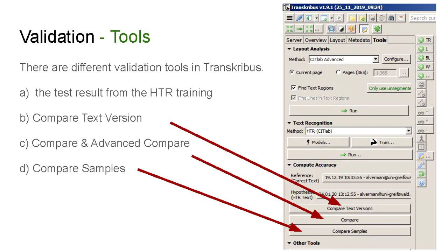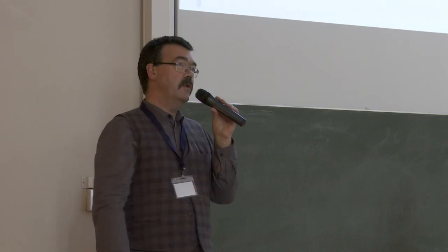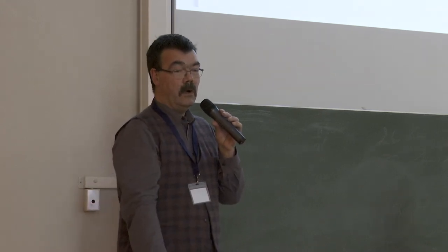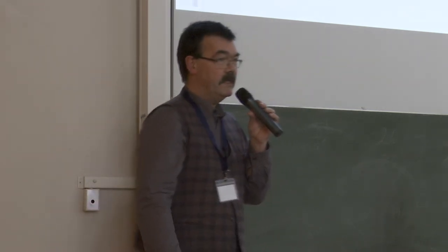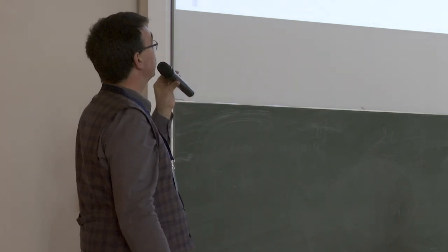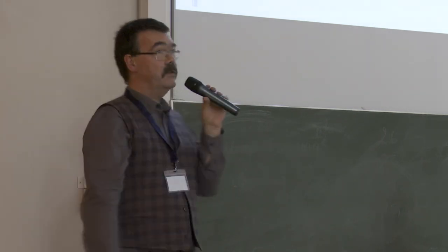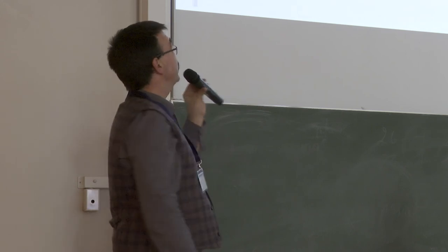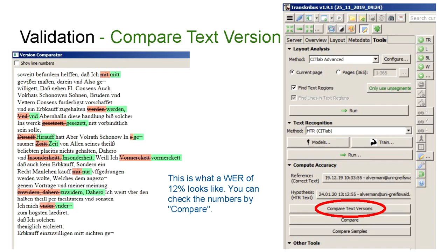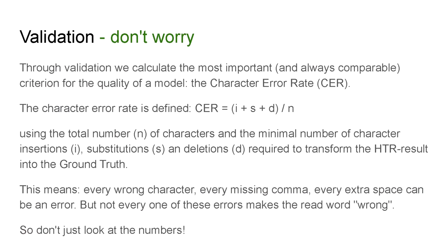Okay, compare text versions is a nice thing. If you love numbers, all we are talking about is a CER of 5%, 6%, but to get an impression of how the model performs, it's very helpful to see the text versions and where the model works and in which cases it doesn't work very well. This is a word error rate of 12%, as you see, and the compare text versions gives you an idea how to deal with character error rates.